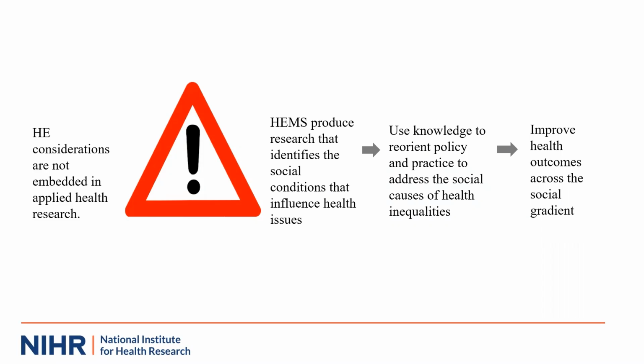So our argument with this strategy is that we do need to change the way we do research, and it's of vital importance because we need to produce new knowledge that identifies the root social conditions that influence ill health. Only by identifying and understanding those pathways of inequalities can we use that knowledge to influence policy and change. And only then, when we change that practice, can we actually start seeing impacts on health outcomes.